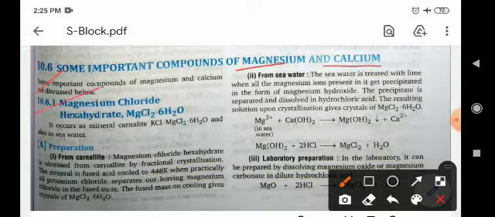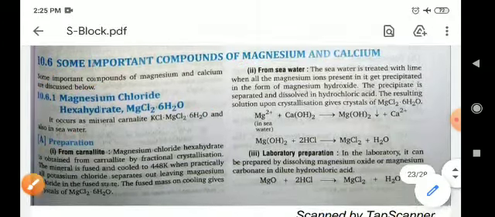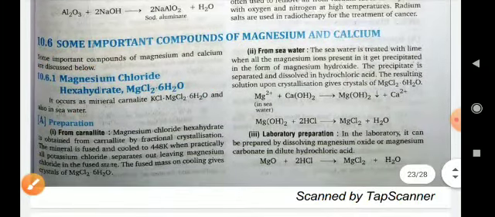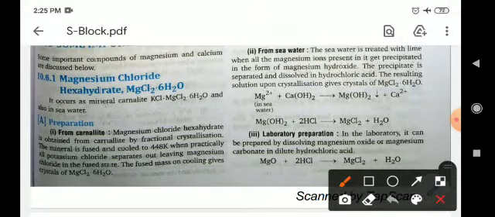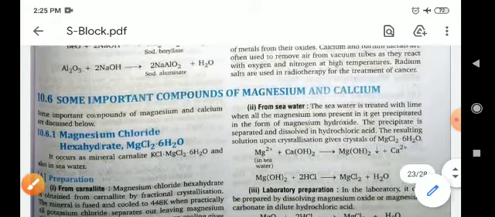The first compound is magnesium chloride hexahydrate, MgCl2.6H2O. Preparation: from carnallite, MgCl2.6H2O on heating will give MgCl2 basically. So that is from carnallite. Next, from seawater.